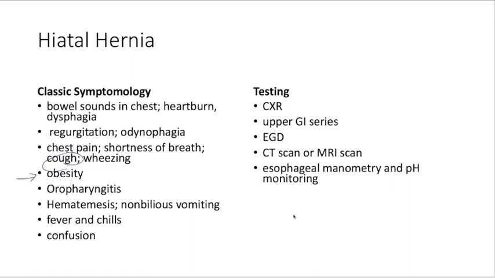Your esophageal manometry and pH monitoring would be looking for a double hump and how significant the hiatal hernia is, then confirming abnormal pH monitoring, which is seen in large hiatal hernias, and that would help evaluate the need for anti-reflux surgery.